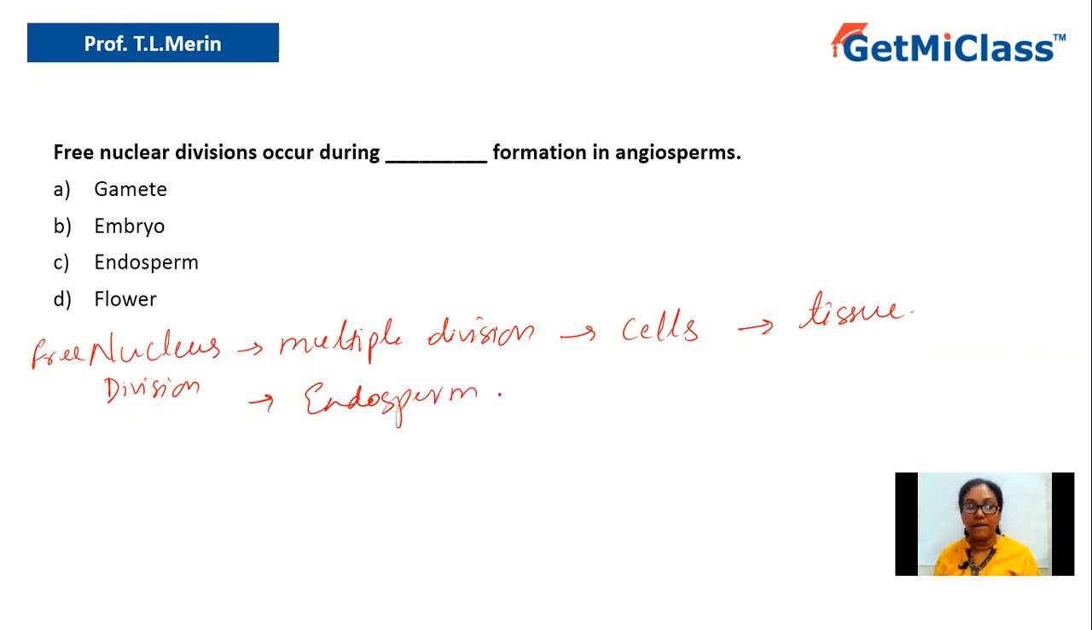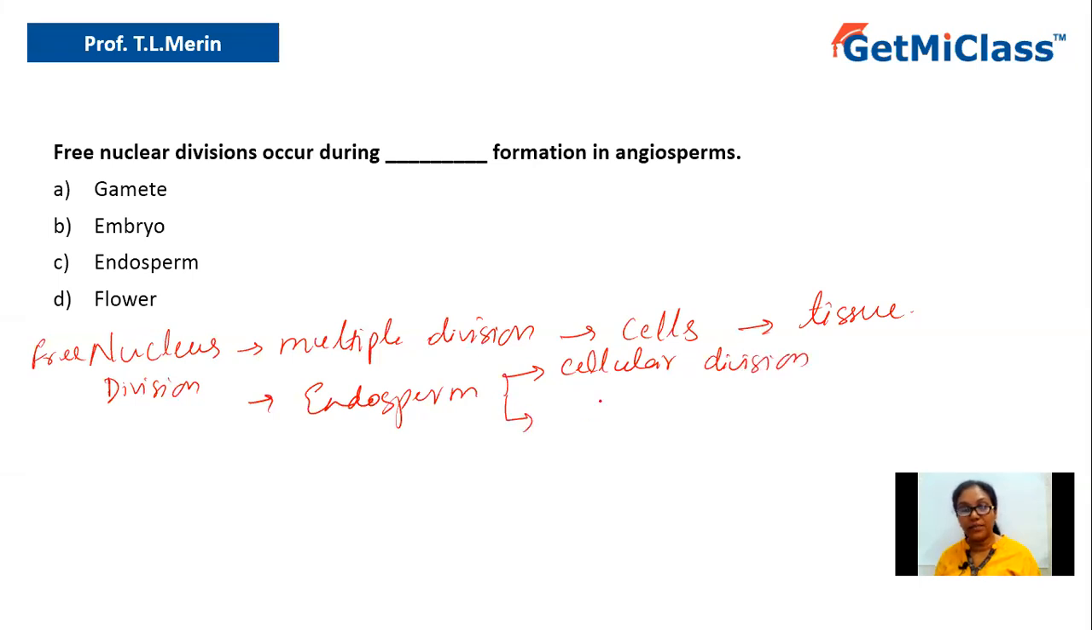Endosperm formation. Because during endosperm formation, you have two types of division which occur. That is cellular, which is a normal mitotic division where the central cell, once it gets fertilized by the male gamete, forms the triploid cell, right? And that will undergo mitotic division to give rise to a tissue which will form the endosperm. That is cellular division or cellular endosperm.